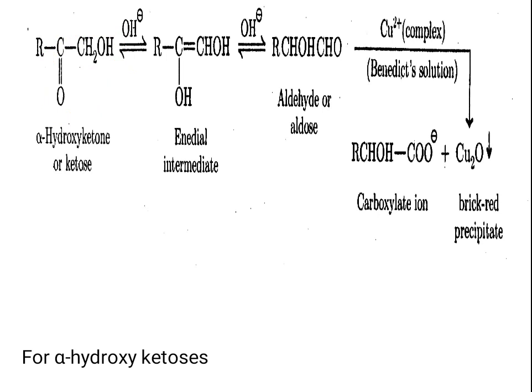If you add Benedict solution, as it is basic, this alpha-hydroxyketone will remain in the enediol intermediate form, and this will further react with the base to give an aldehyde or an aldose. Now if you add the Benedict solution or the copper 2+ ion, then this aldehyde will be converted into carboxylate ion, and the copper 2+ complex will be reduced to Cu2O, copper(I) oxide.